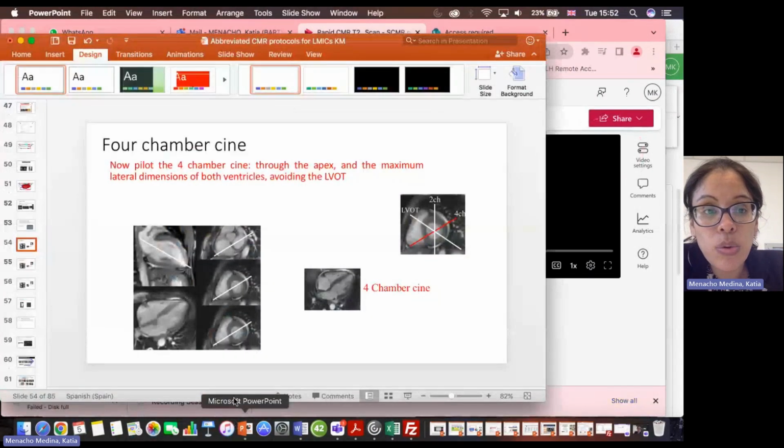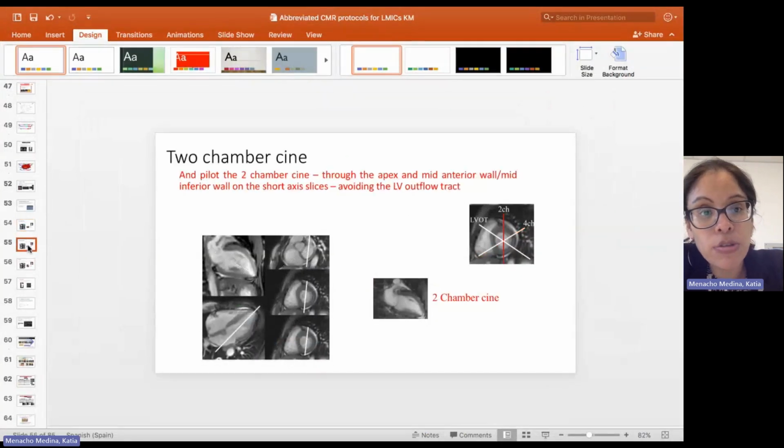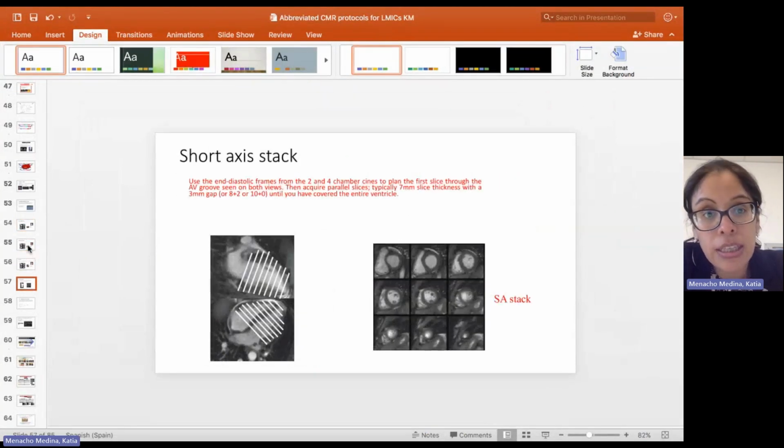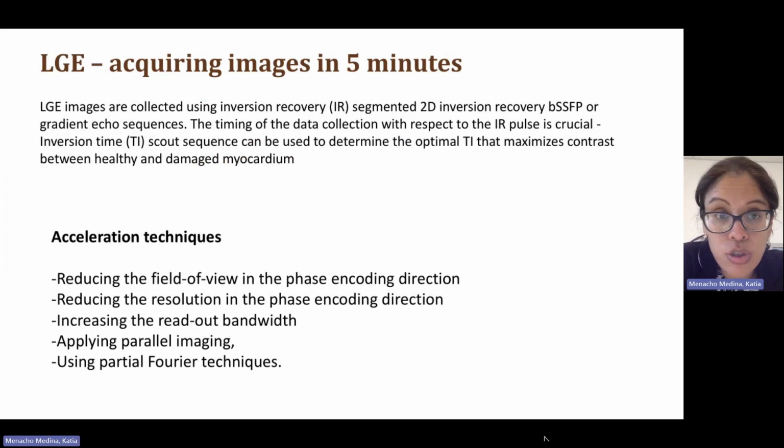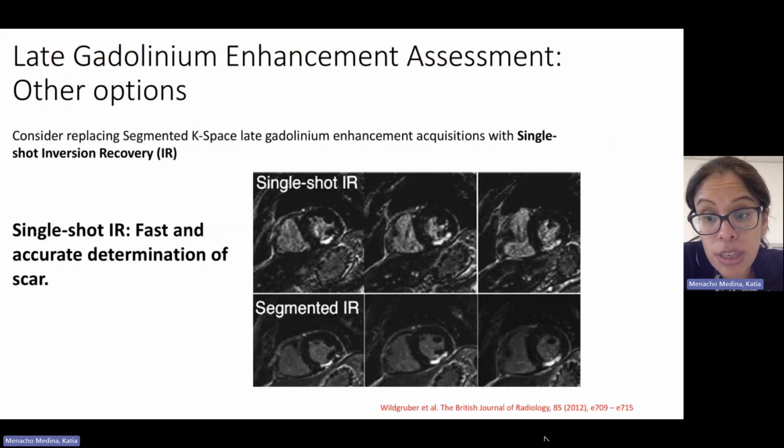So coming back to the presentation, I already explained how to acquire the 4-chamber, the 2-chamber, 3-chamber, and the short axis stack. There are also ways we can make the late gadolinium acquisition faster, and it's the same principle as we do for the cine: changing or reducing the field of view in the phase encoding direction, reduction of resolution, increasing of the readout bandwidth, applying parallel imaging or using partial Fourier techniques.